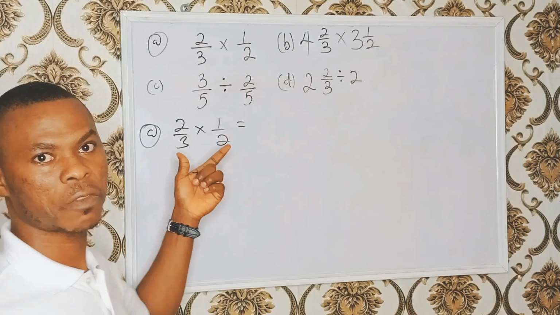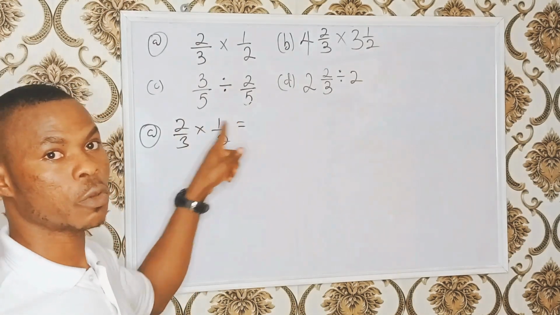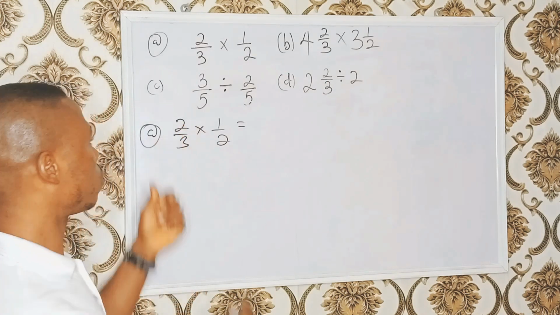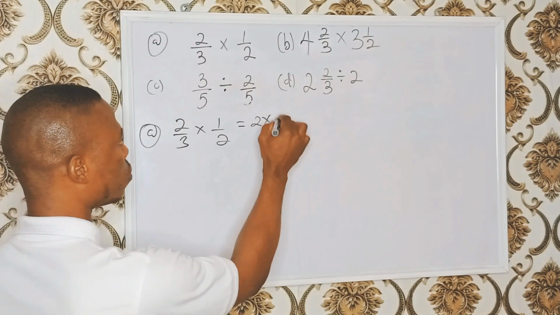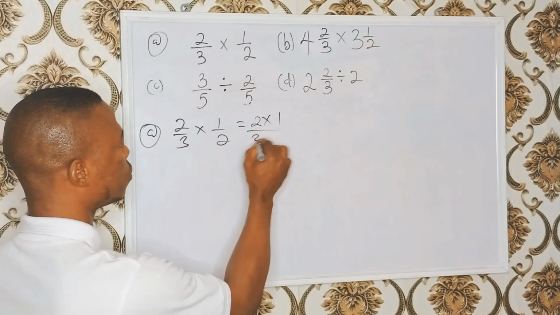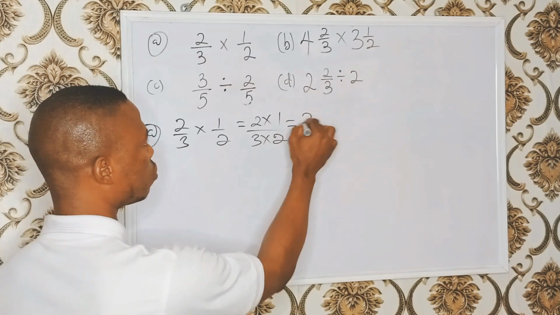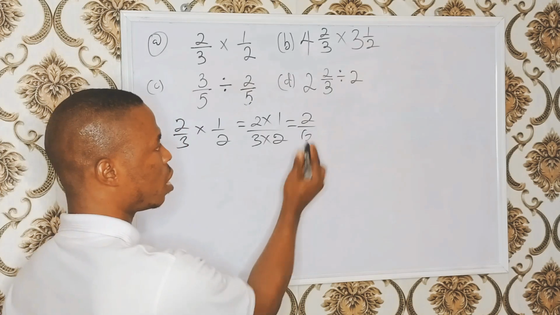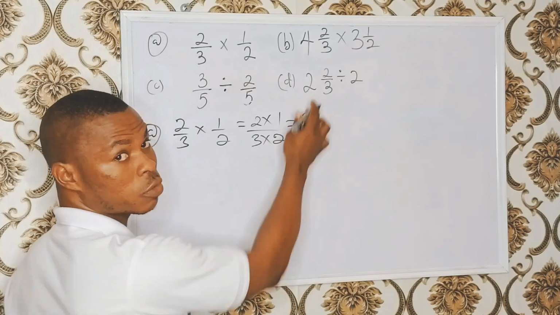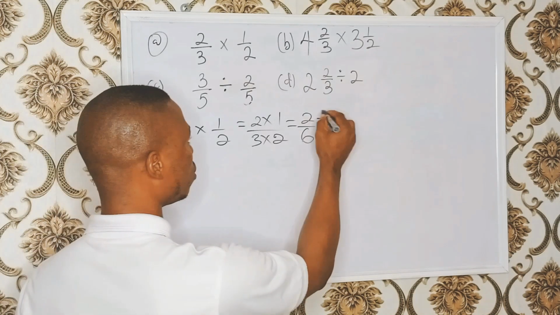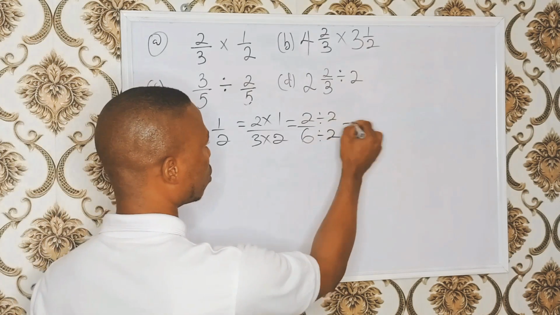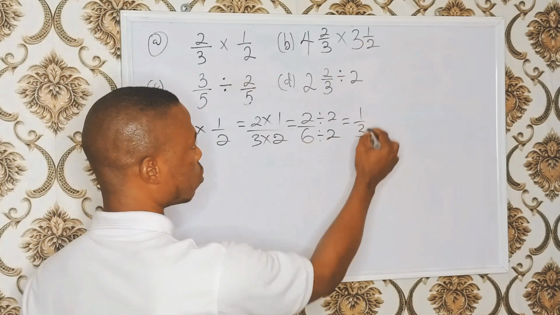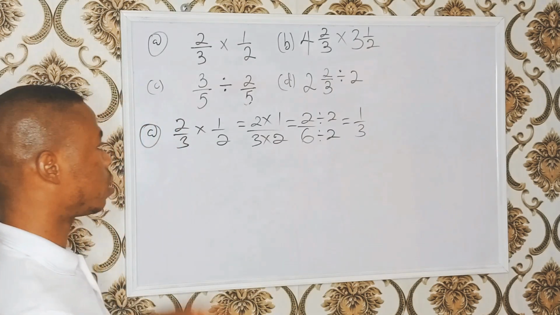Now, to multiply two fractions, you multiply the numerator by the numerator and the denominator by the denominator. So the numerator here is 2 times 1, and then the denominator 3 times 2. 2 times 1 gives 2, and 3 times 2 gives 6. So you can reduce this fraction, and for you to reduce this fraction, divide the numerator and the denominator by 2. That will reduce it to the lowest term. Okay, 2 divided by 2 gives 1, and 6 divided by 2 gives 3. So 1 over 3 is your answer to this question.